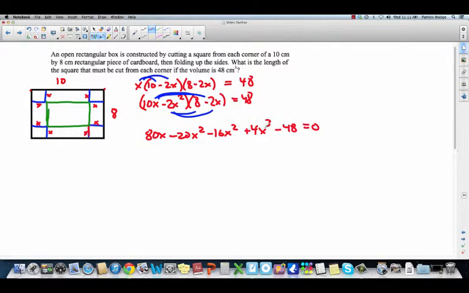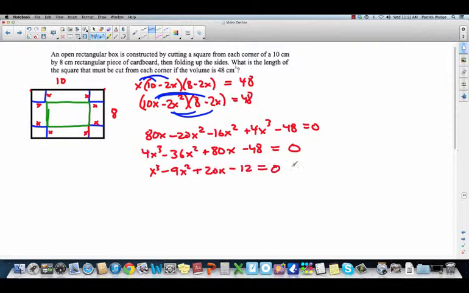Let's rewrite this in the correct order, descending order. So 4x cubed comes first, then comes our x squared. So we actually have negative 36 if we combine them. Then our 80x, and then take away 48 equals 0. Okay, before we try factoring this, what's the first step in factoring we could do here? We could divide them all by 4. And then we can just get rid of the 4 because it's equal to 0. Remember, you can always do that if it's equal to 0. So divide them all by 4, we get x cubed minus 9x squared plus 20x minus 12 equals 0.